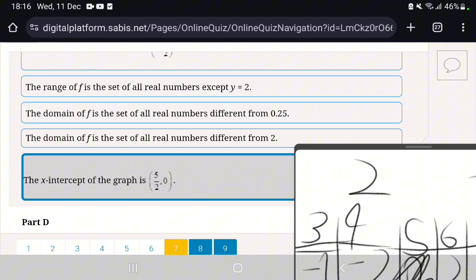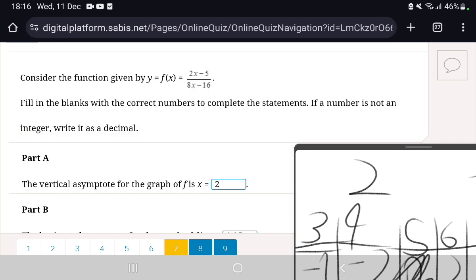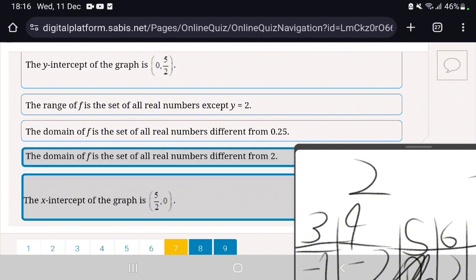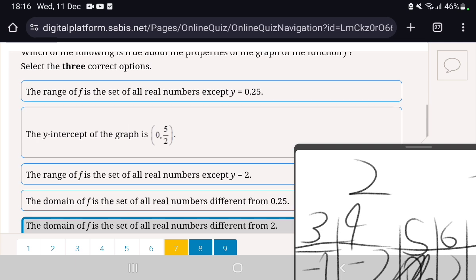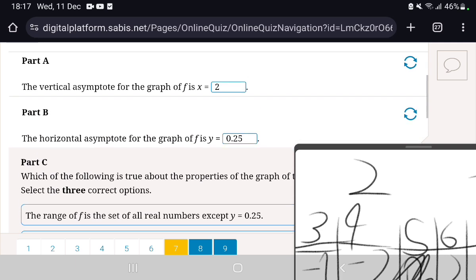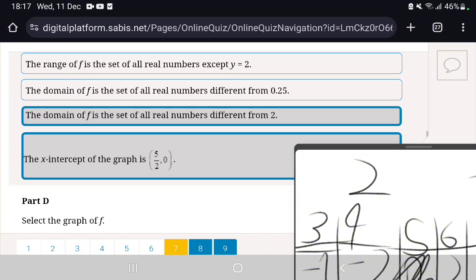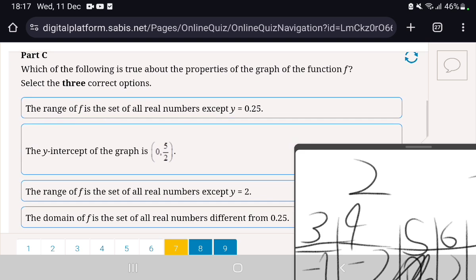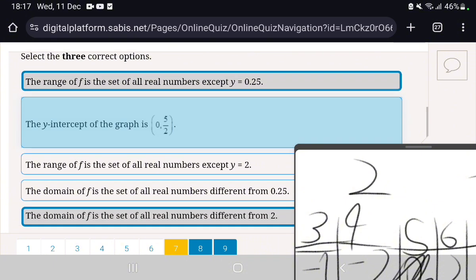To find out the domain, we make the denominator equal to 0 and it is all real numbers except 2. And the range is all real numbers except 0.25, because the horizontal asymptote is the same thing as the exception of the range or the domain.